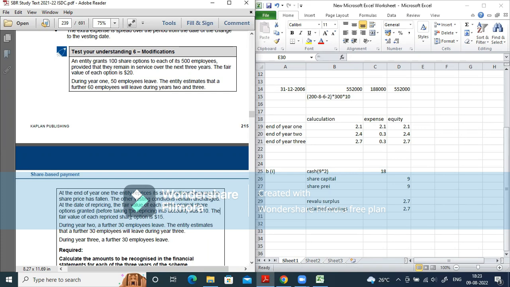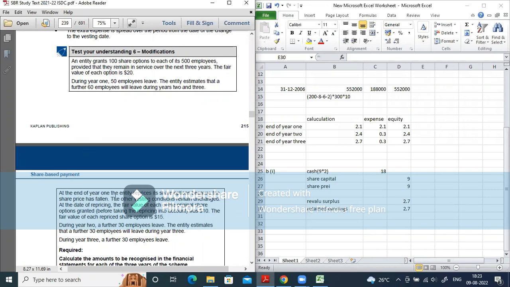Now the fair value of each reported share option is 50. So during year 2, a further 30 employees left, and the entity estimates that a further 30 employees will leave during the 3 years. Now, during these 3 years, a further 30 employees. So, very, very important point. The fair value of each option is $20.